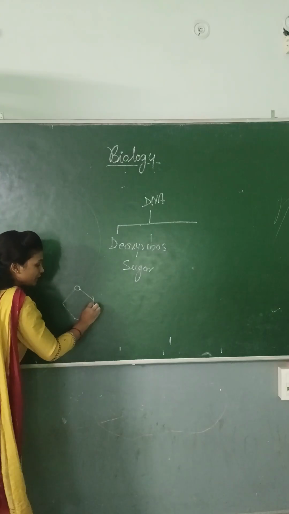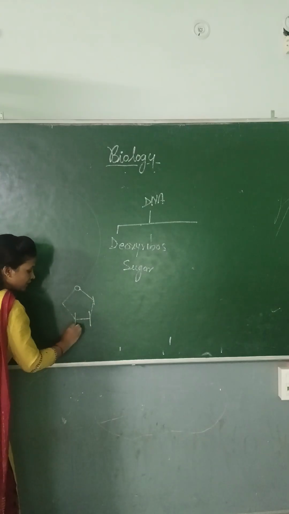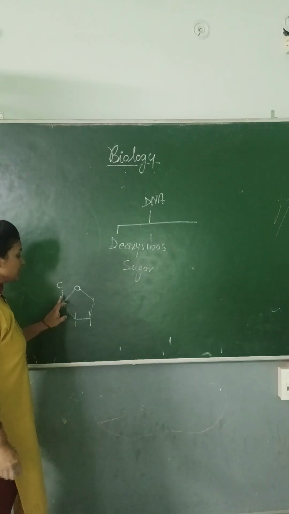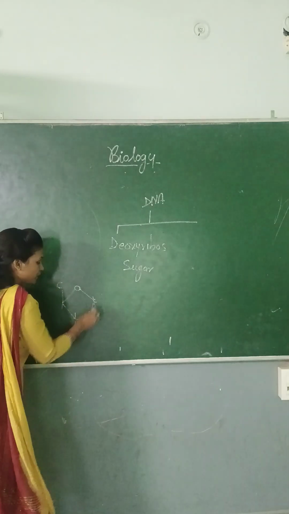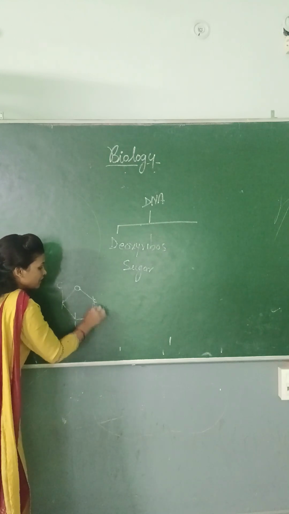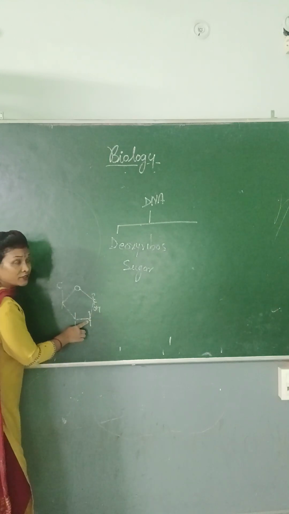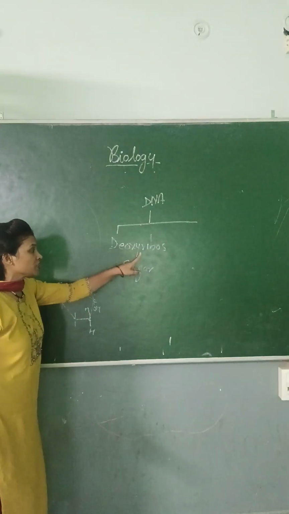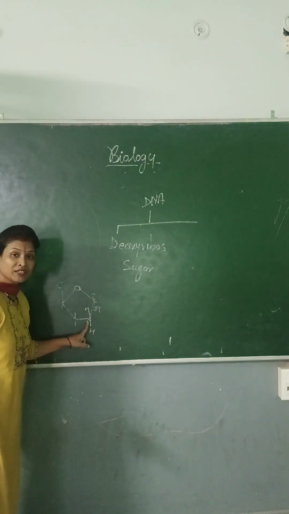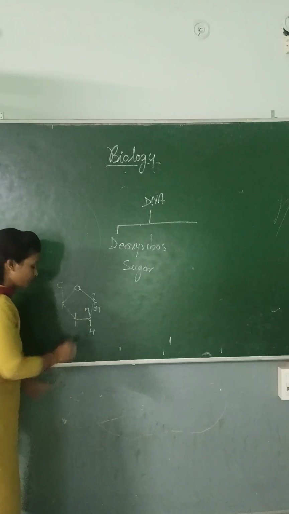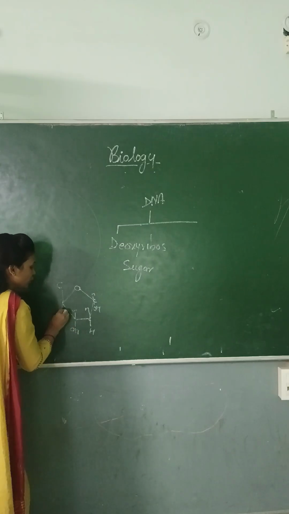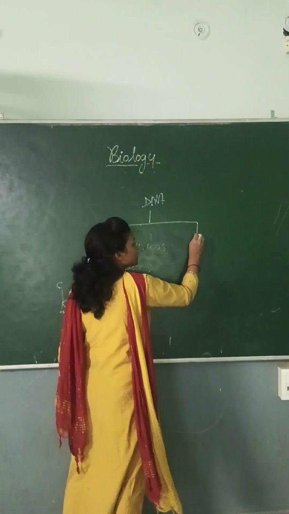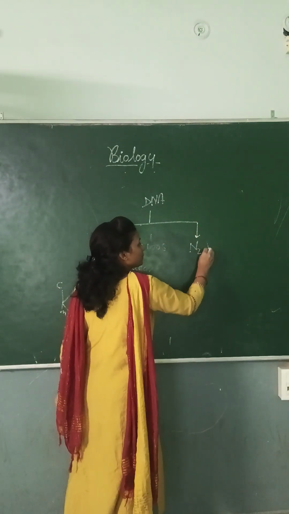This is the first carbon, this is the second carbon, then third carbon, fourth, and this one is the fifth carbon. Is that clear? In the second carbon, no OH group is present, that's why it is deoxyribose sugar. In the second carbon, there is no OH group. Rest others you have to make the OH group. Is that clear? Now the next one is nitrogenous base.